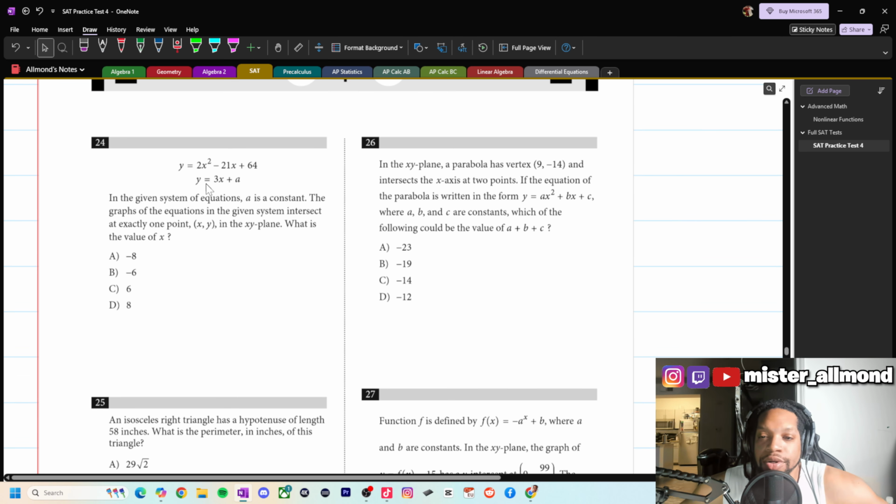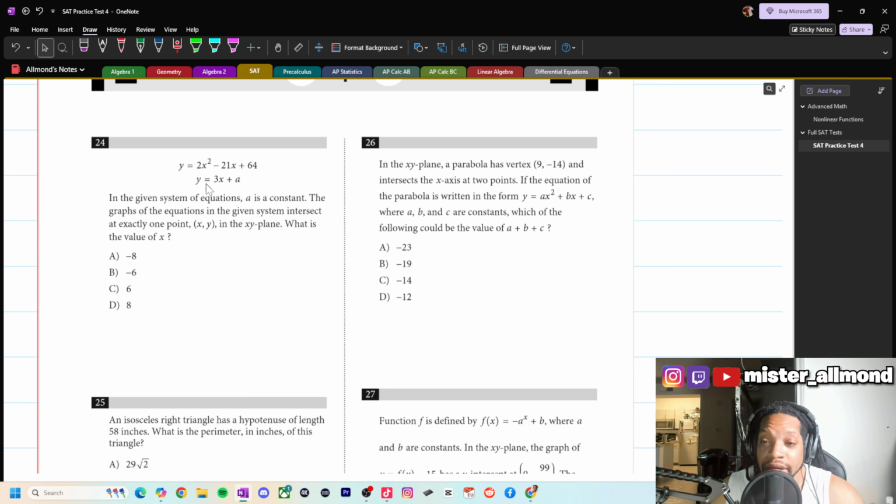Okay, number 24. System of equations. One's quadratic, one is linear. A is a constant. The graphs intersect at x, y. What is the value of x? I want to just graph both of these, and then make sure A is such that the two graphs only intersect once.